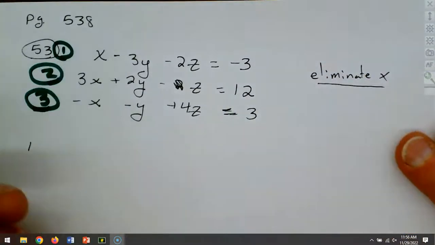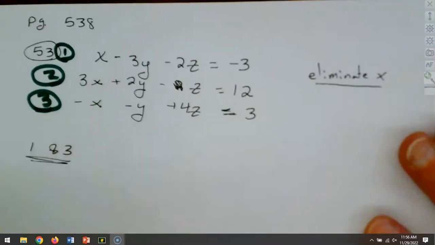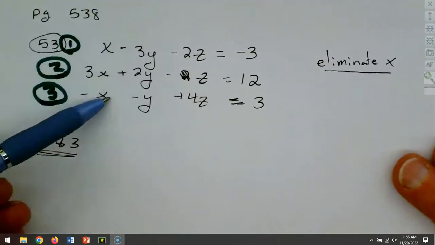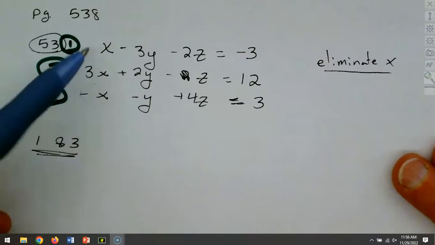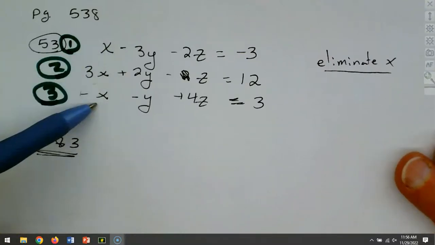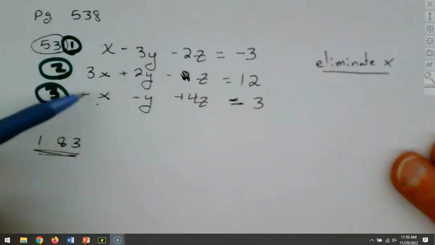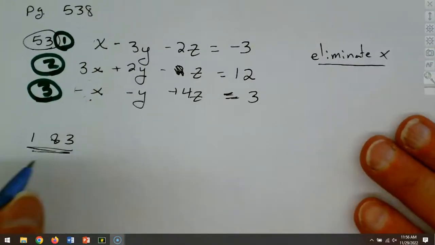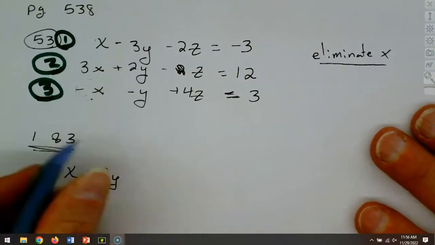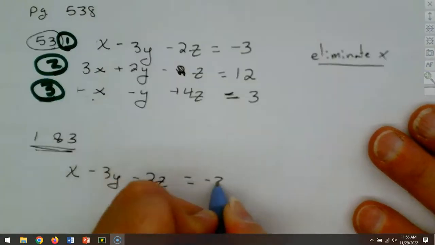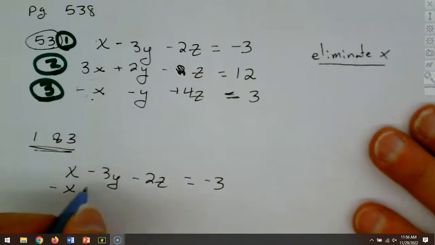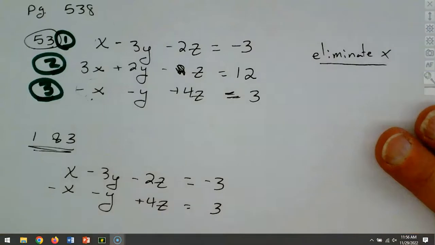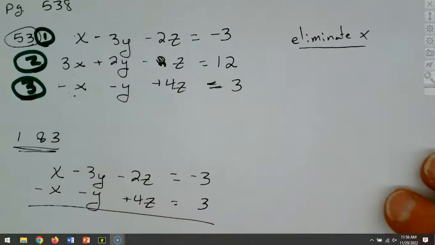I would say 1 and 3. Now, why would I say 1 and 3? Because if we're looking here, well, these just go together and they already cancel, don't they? Right? See why that would be the easiest pick? Because those can just go straight away. So let's go ahead and use 1 and 3. And again, we're going to eliminate for that variable x.